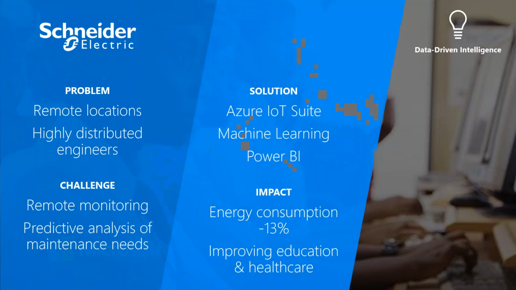So here's a small case study with Schneider Electric. Their problem was they had remote locations with highly distributed engineers, and they needed the ability to do remote monitoring along with some predictive analysis of maintenance needs. They did an Azure infrastructure suite with machine learning integrated with Power BI, and their business impact was the energy consumption went down by 13%, along with improving education and healthcare.